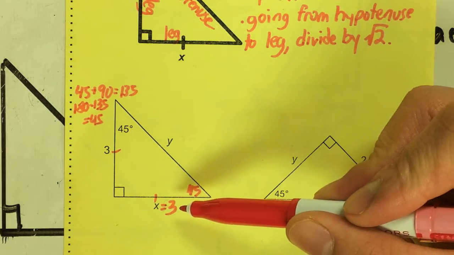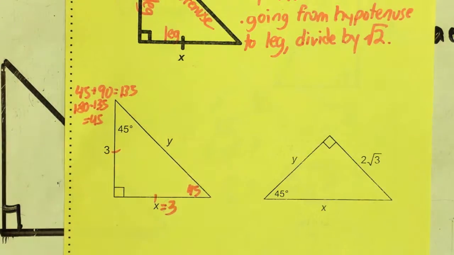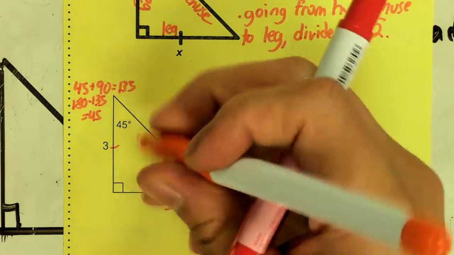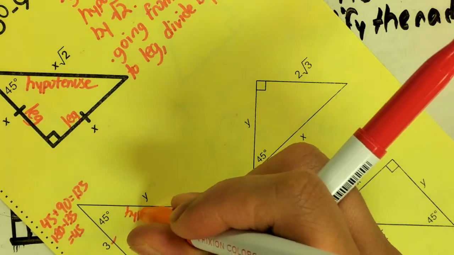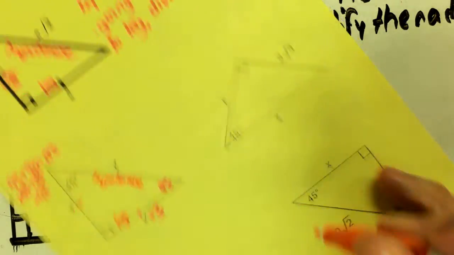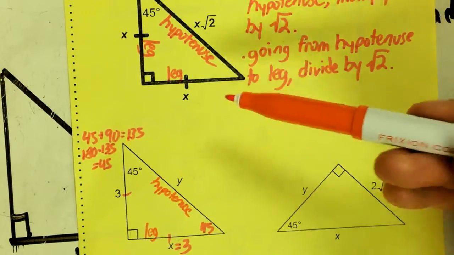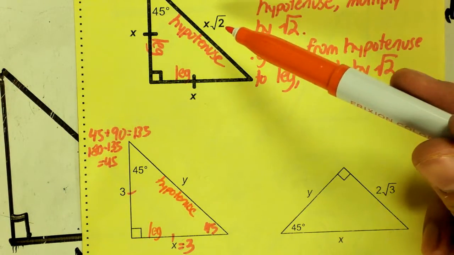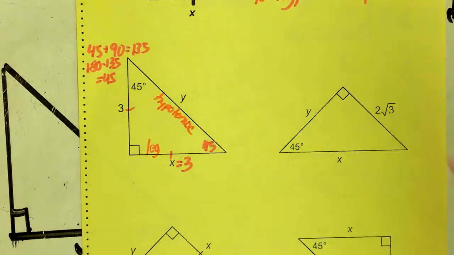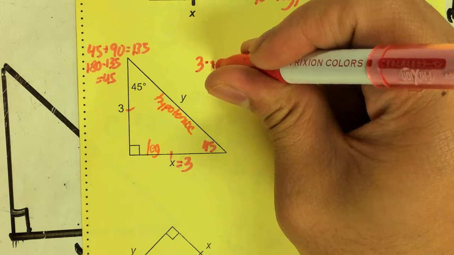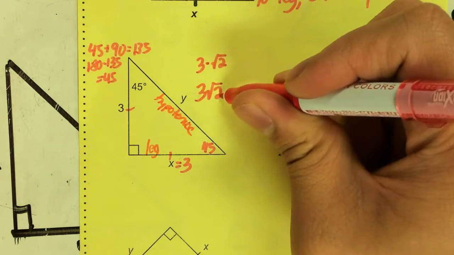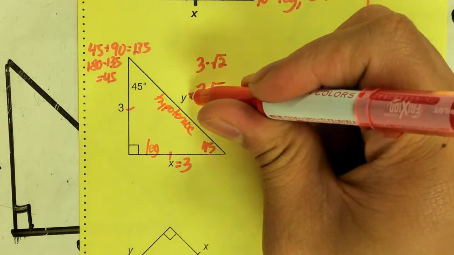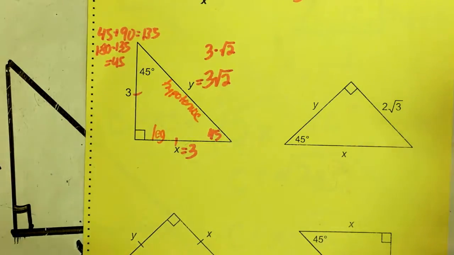Now we have a leg. We want to find the hypotenuse. There's a leg, trying to find the hypotenuse according to our pattern. Whatever the leg is, we multiply by square root 2. So the leg, which is 3, gets multiplied by square root 2, which is simply 3 square root 2. There's your answer for y. Alright, we'll keep working on the other problems.